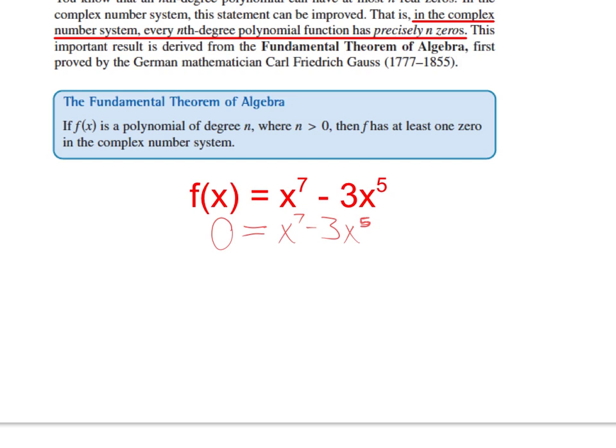Let's check how we would factor. We're going to factor out x to the 5th. And what would be left over? x squared minus 3. If there's still an x with the 3, we didn't factor out enough of them, right? So we have x squared minus 3. So now we've got to keep going here. So x to the 5th, and do you guys know how to factor x squared minus 3?